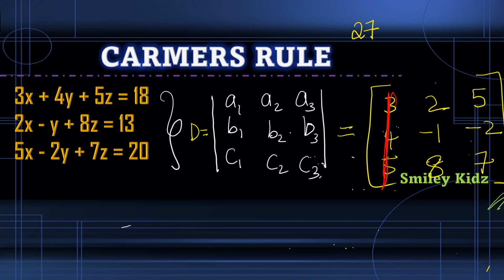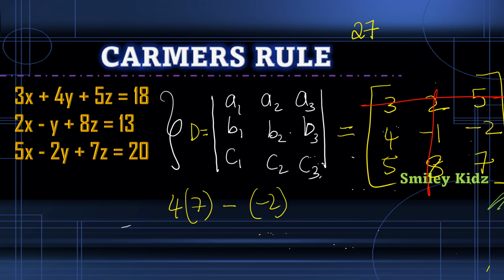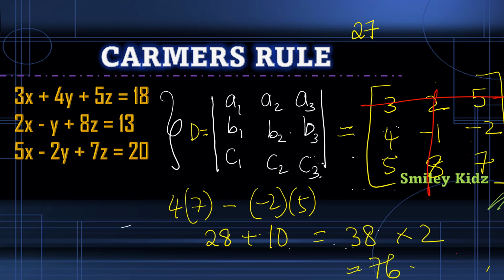Let's first erase this. Now, let's cut down the rows and columns 2 belongs to. Now here we have a 2 by 2 matrix again, 4 into 7 minus of minus 2 into 5. What does this equal to? 28 plus 10. So this is equal to 38. Now 38 should be multiplied with 2, isn't it? Here you'll be having 76. So here let's input 76.